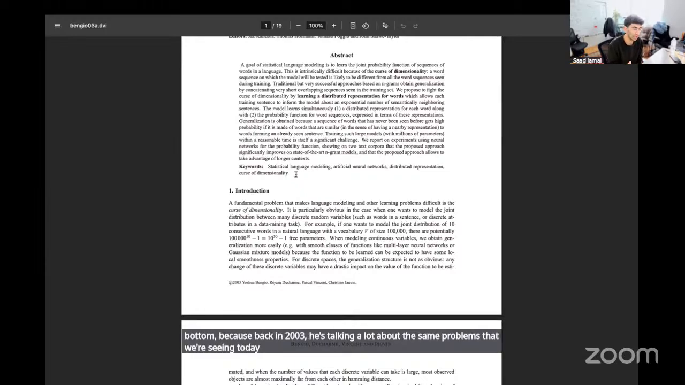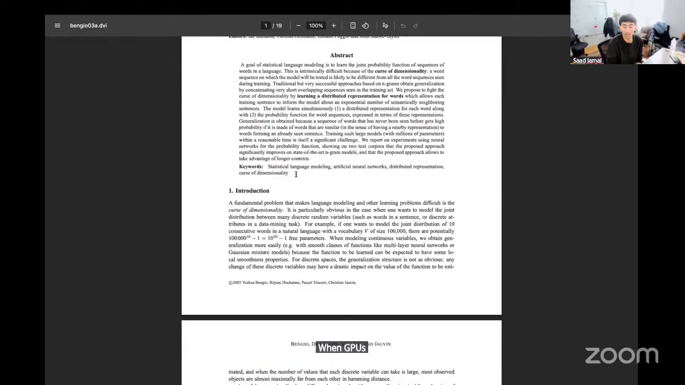Context windows filling up, parallel processing being too slow. And it's super interesting to see him talk about word embeddings back in 2003, when GPUs, the transformer, none of this really existed yet. All right.